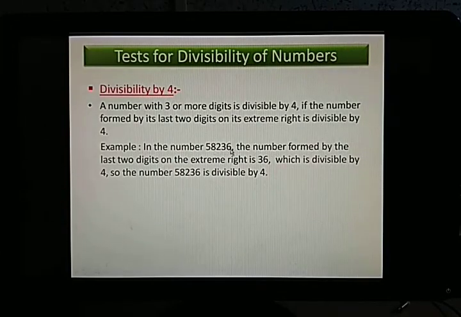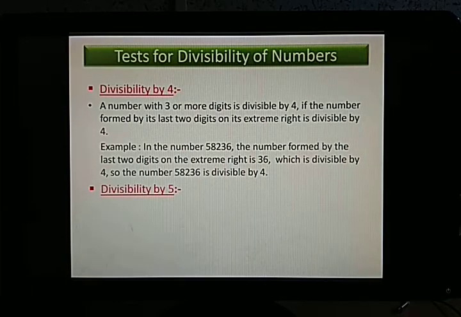Say this is a 5-digit number, 58,236. To check whether it is divisible by 4 or not, you only have to check the last 2 digits on the extreme right. The last 2 digits here are 36. Is 36 divisible by 4 or not? Yes, obviously it is divisible by 4. So this whole number 58,236 is completely divisible by 4.